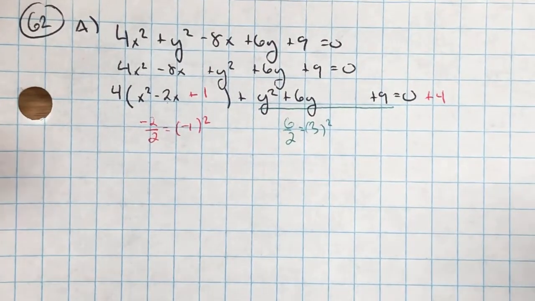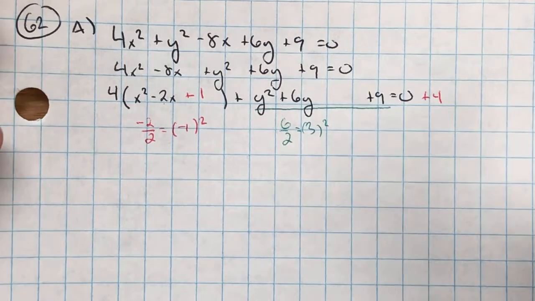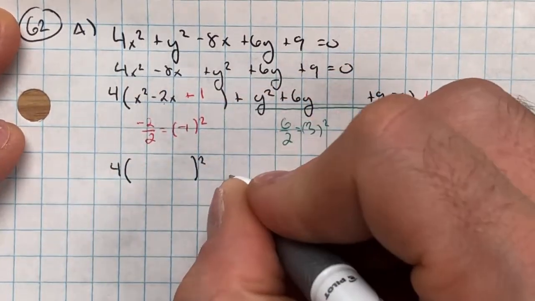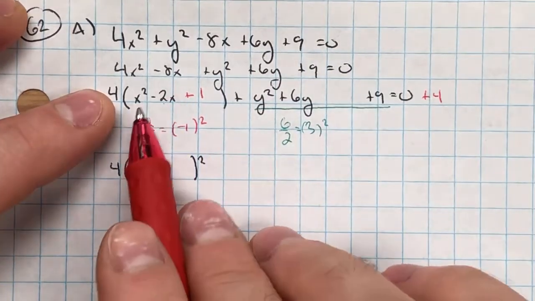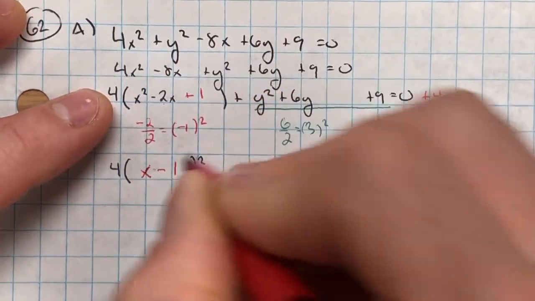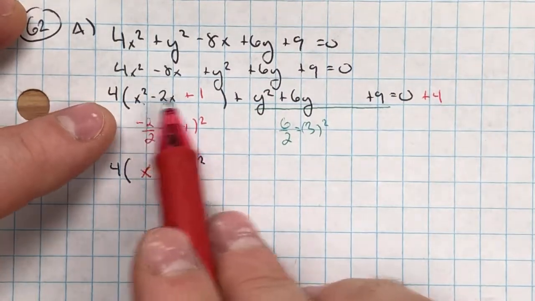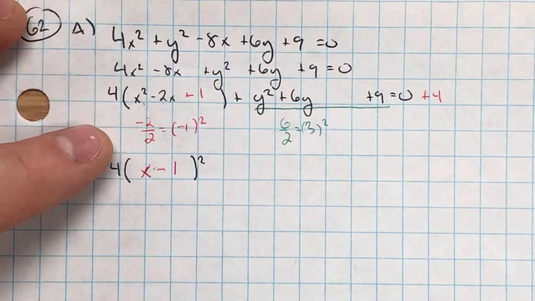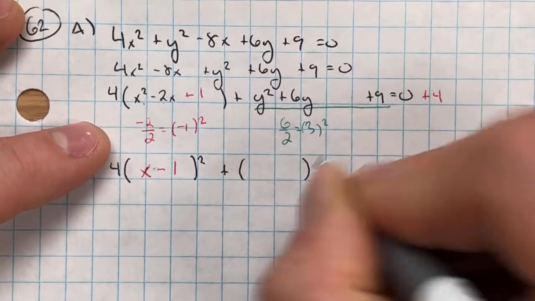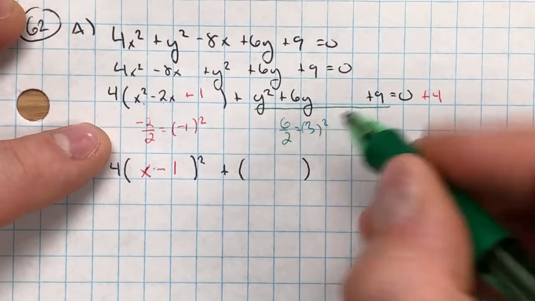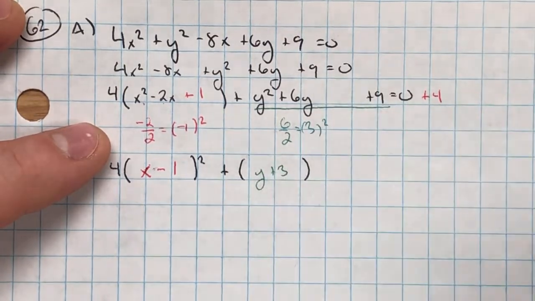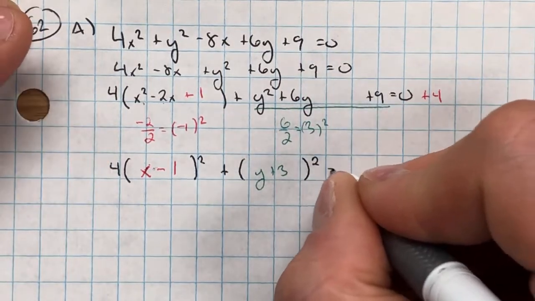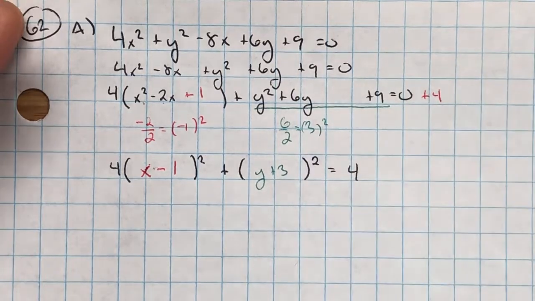Okay? And so the next step, now that I've completed the square, I can immediately factor those into 4, and what I just did right here is going to be an x minus 1 squared, because if I factor this, x minus 1 gives me that quadratic. And then over here, I'm going to say plus, that 3 right there is going to be y plus 3 squared, because if I factor this, I'll get that, equals what I've got over here, which is 4.